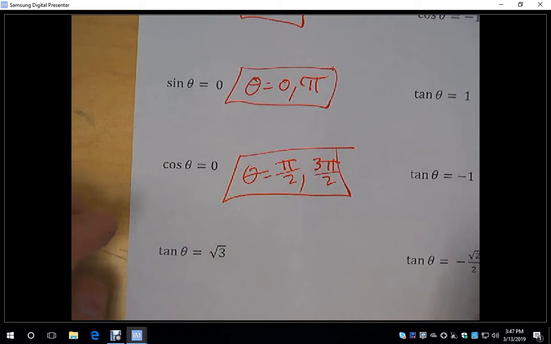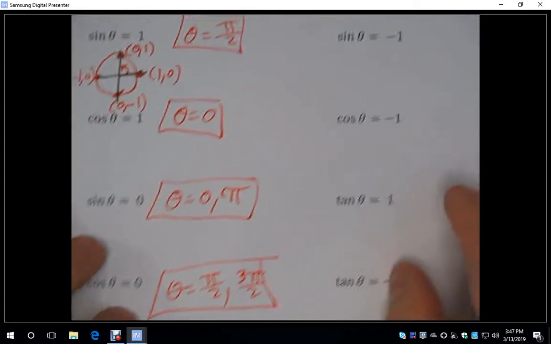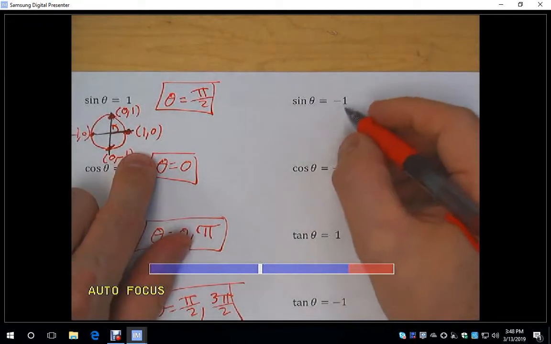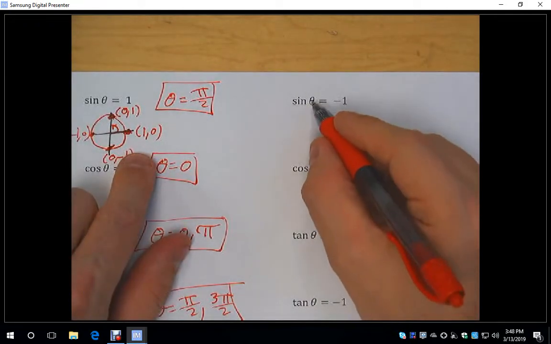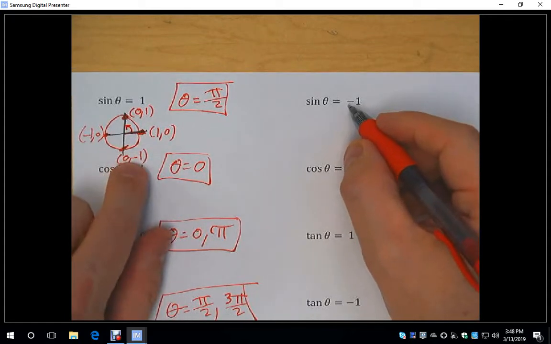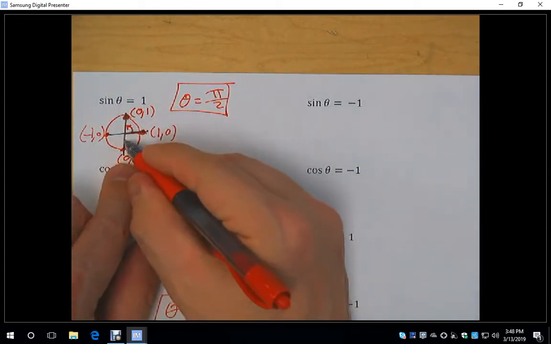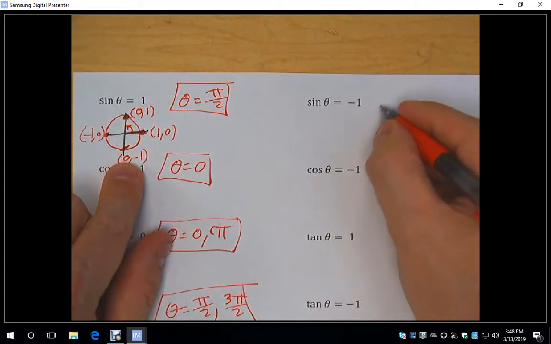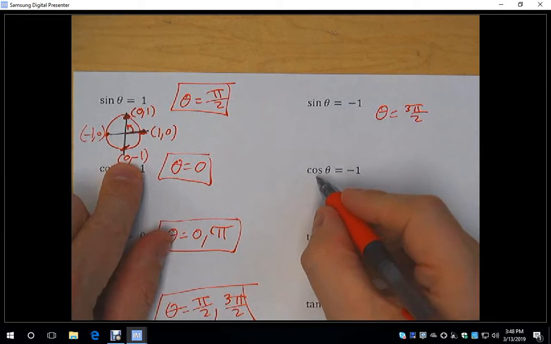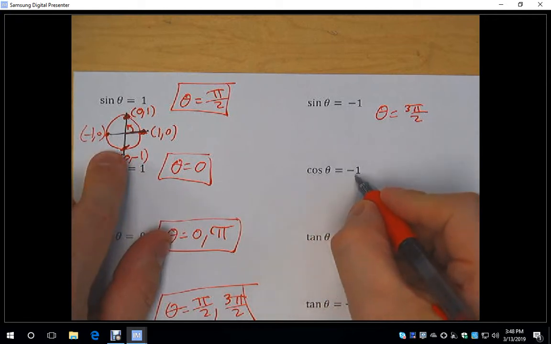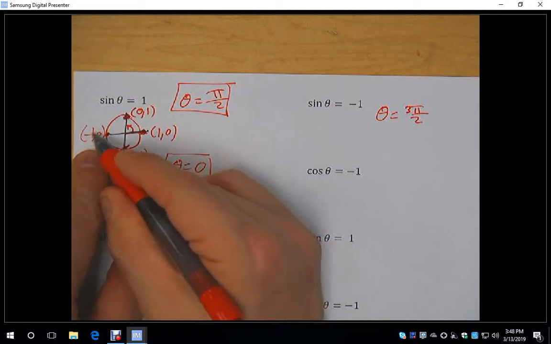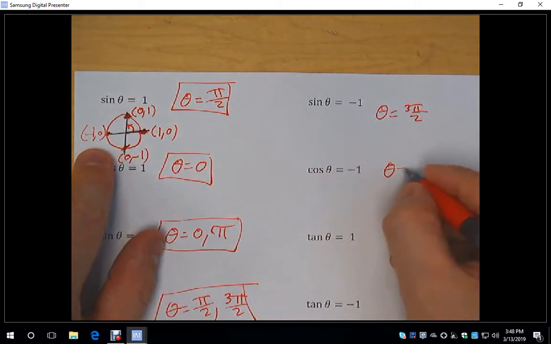Some of these other ones become a little bit more complicated. I'm just going to finish these ones over here, just because they're easy. Sine of theta, which is my y, equals negative 1 after 3 pi halves of a rotation. So theta equals 3 pi halves. Cosine theta equals negative 1 after a pi rotation, which gives me that my x value is negative 1. So theta equals just pi.